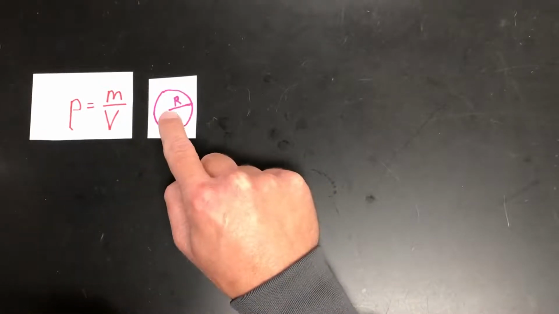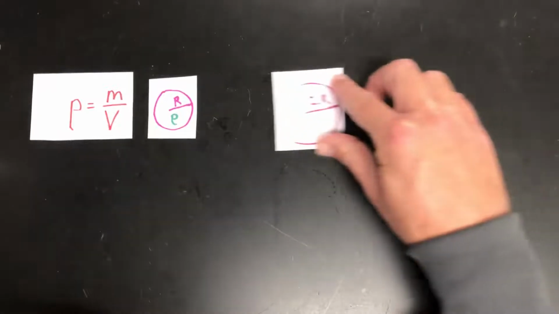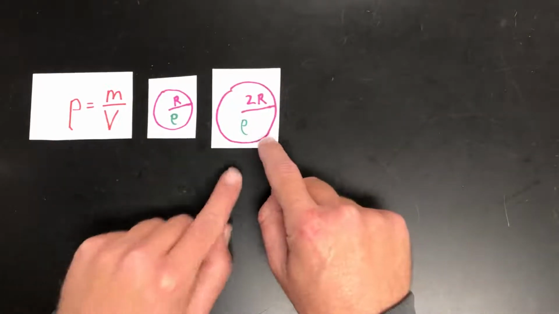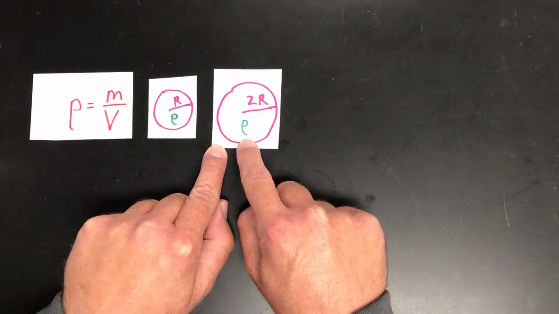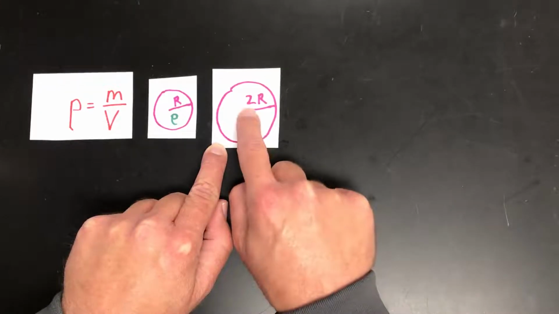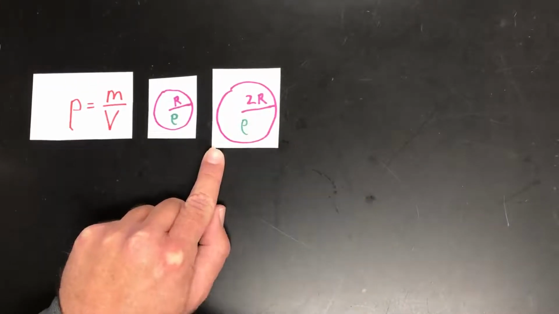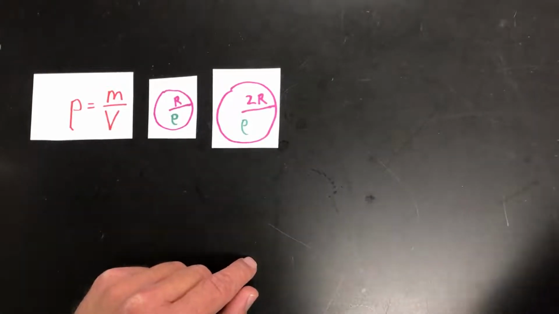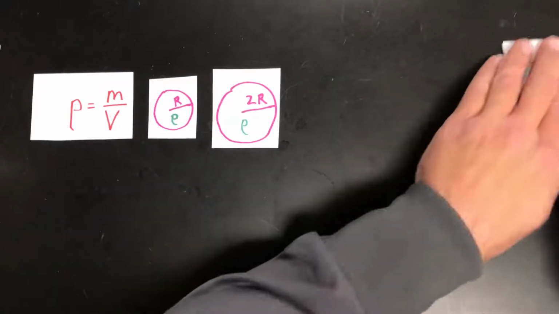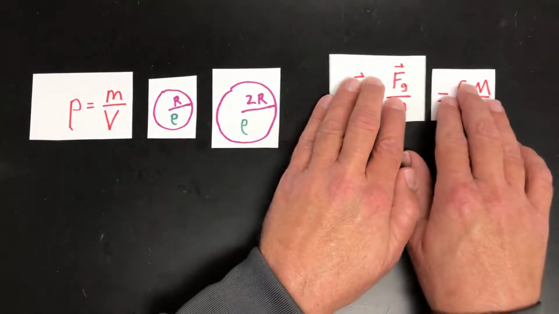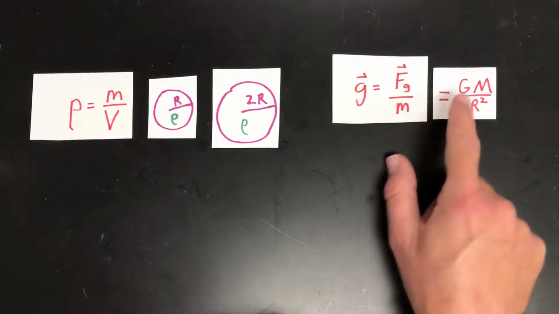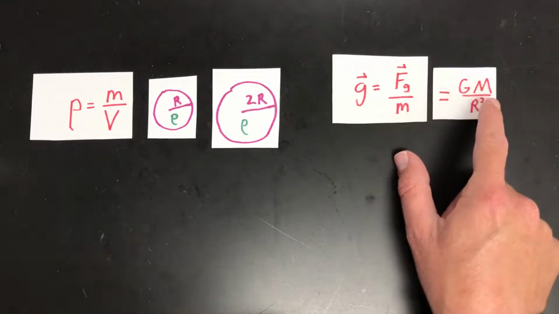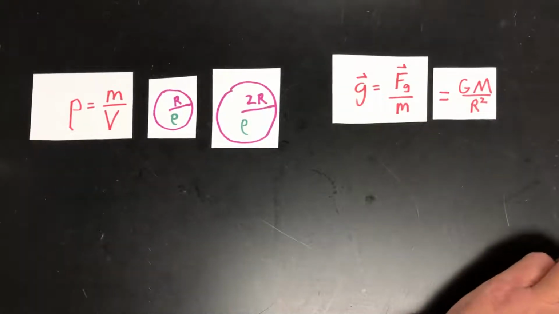Let's say we got a planet of radius r and density rho there. Let's say you go to another planet and it's made out of the same material. It also has density rho. It's got radius 2r there. How will this affect the gravitational acceleration on the planet? So again, we're looking at this issue right here. The gravitational acceleration will be G times the mass of the planet over the radius squared.